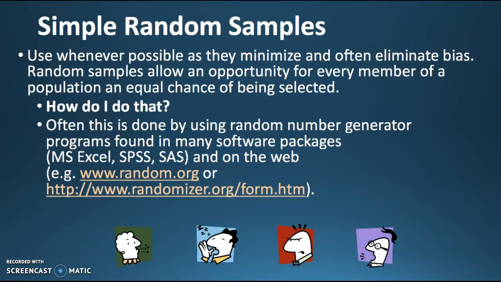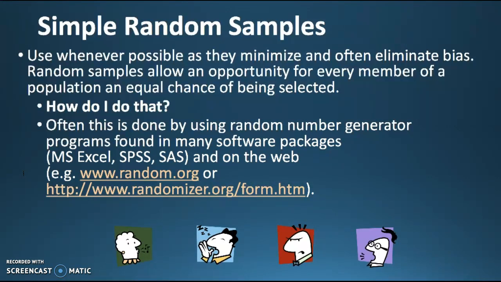A random sample gives every member of a population an equal chance of being selected. So they're highly representative of people in the population. We love that. So how do you do that? You can use a random number generator. You can find this in SPSS. We're not going to do that a whole lot in this class, but you can.